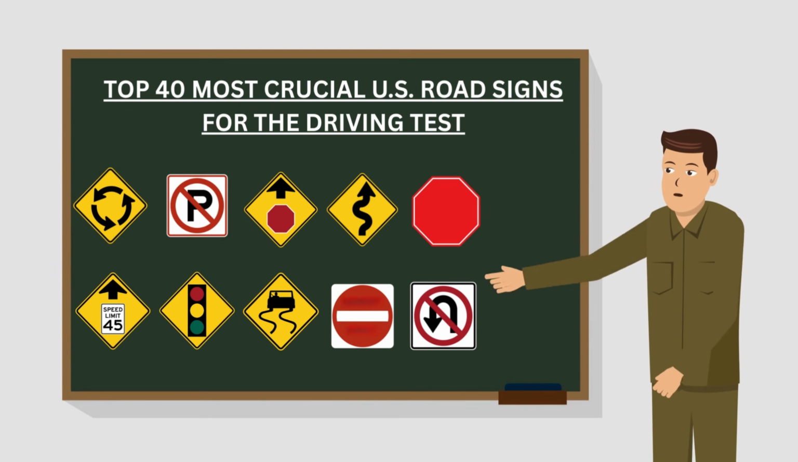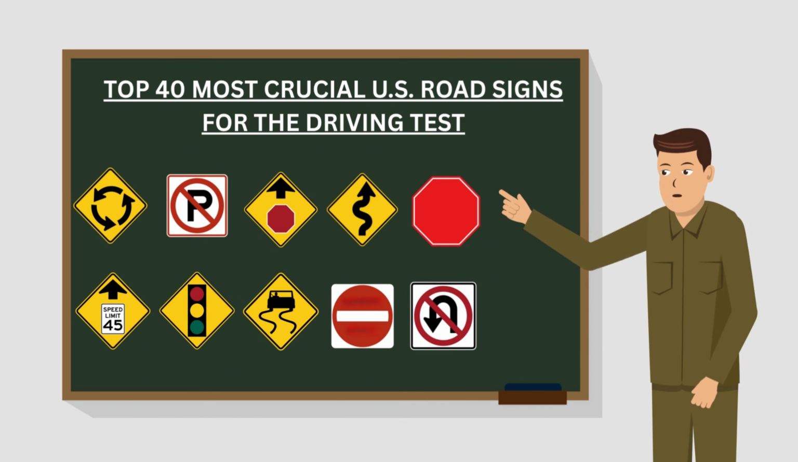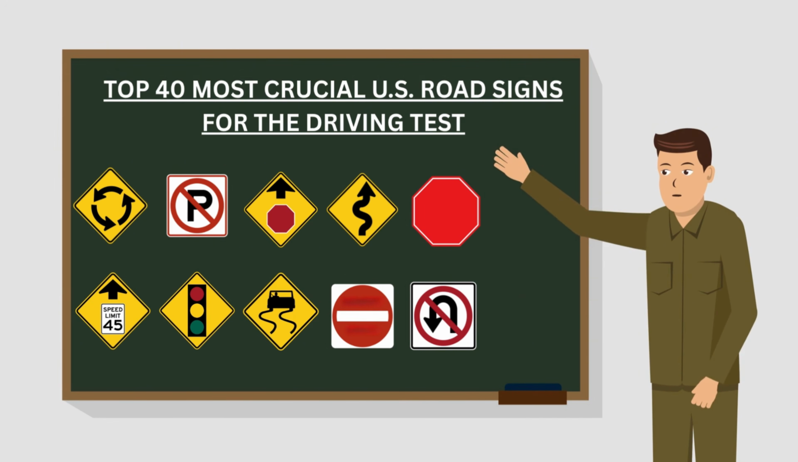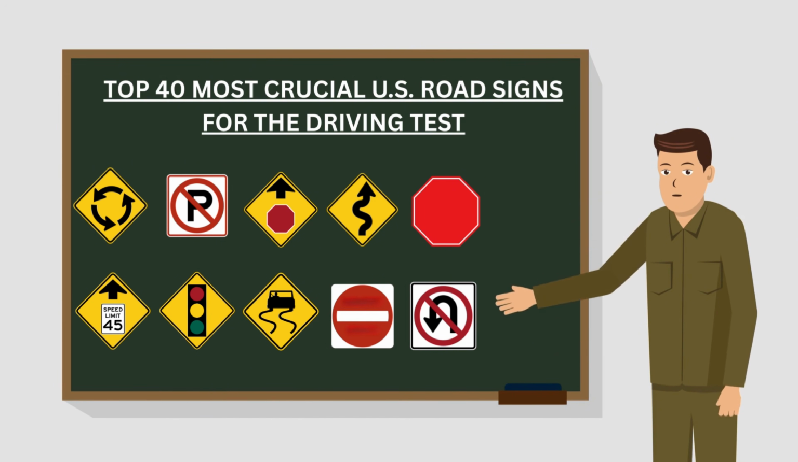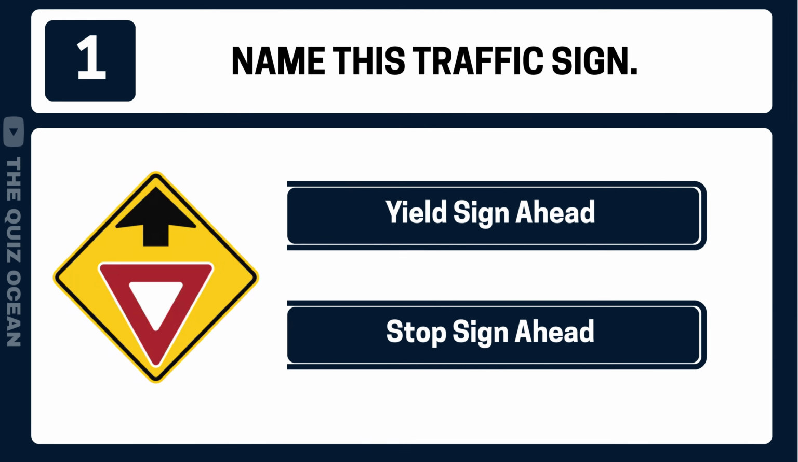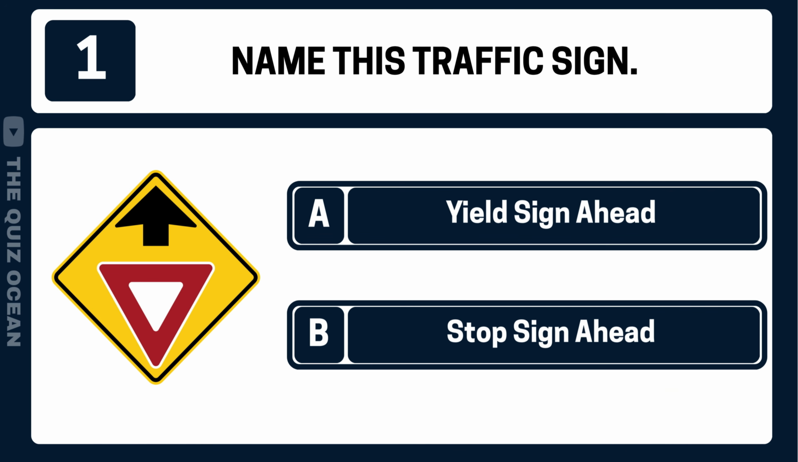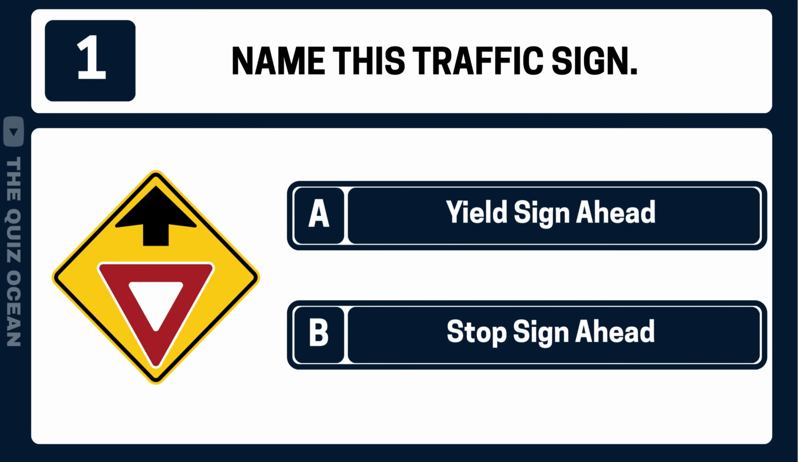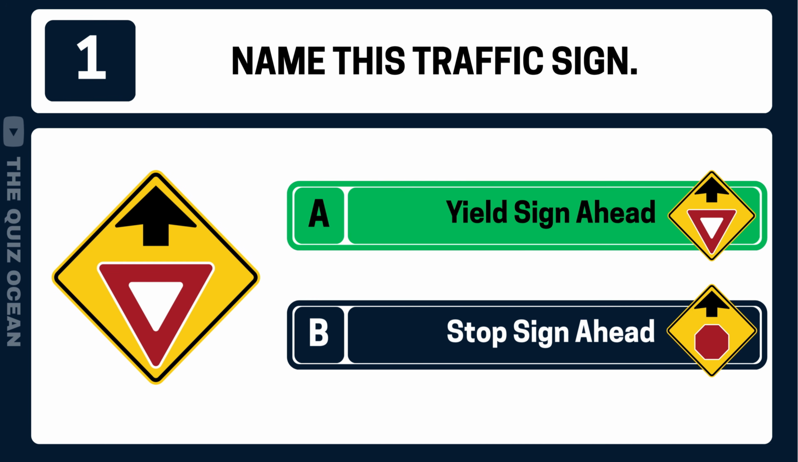Want to pass your DMV driving test? Learn these 40 most crucial US road signs, and passing the driving test is guaranteed. Let's get started. Name this traffic sign. A. Yield sign ahead. B. Stop sign ahead. Right. It is the yield sign ahead sign.